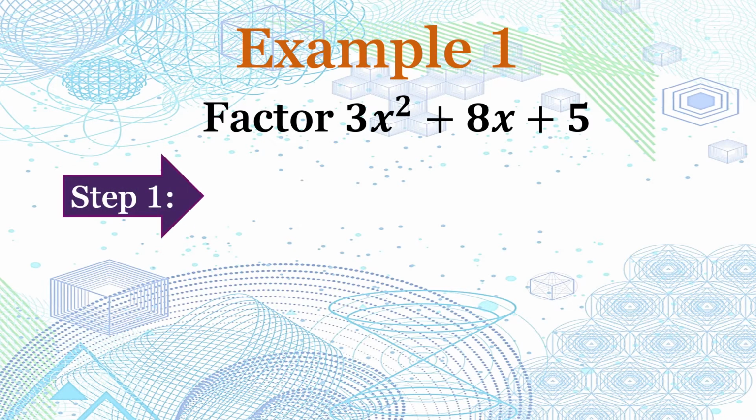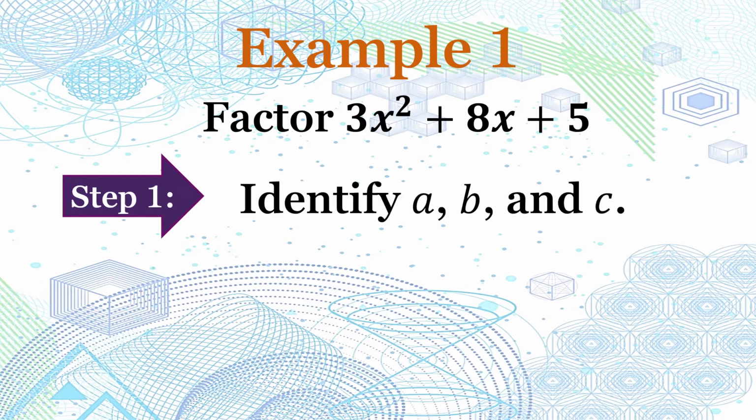Step 1, identify a, b, and c. A is the numerical coefficient of x squared, b is the numerical coefficient of x, and c is the constant term. So a is 3, b is 8, c is 5.